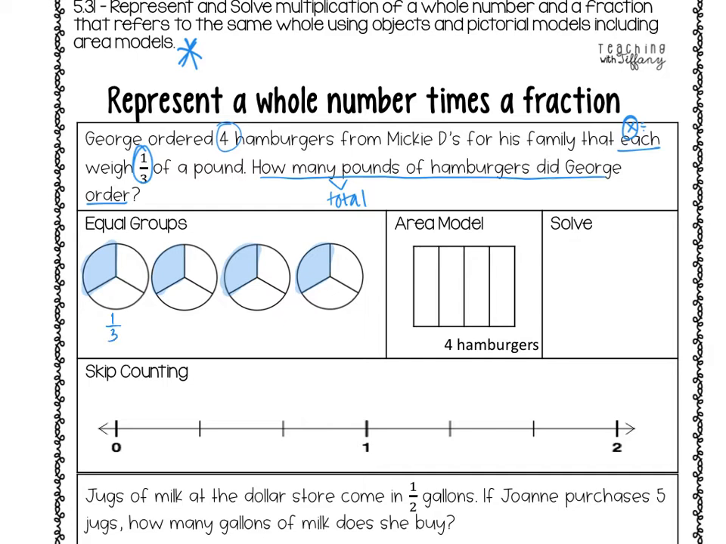So this one is 1/3. This is 1/3. This is 1/3. And this is 1/3. So we know that multiplication is repeated addition. So we're adding the fraction 1/3 4 times, or we're multiplying 4 times 1/3. One-third plus 1/3 plus 1/3 plus 1/3 equals 4/3.